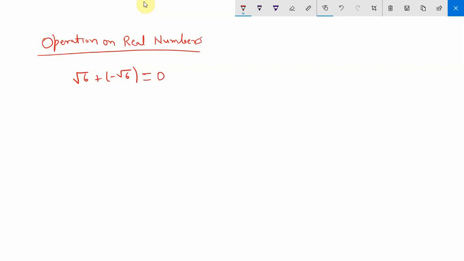In case of rational numbers, we have seen if we add two rational numbers, we will get another rational number. That is, rational numbers are closed under addition, multiplication, and subtraction. But in case of irrational numbers, these are not closed. Even if we multiply two irrational numbers, root 3 into root 3, we will get a rational number. Even root 5 by root 5, we can say it will be 1. So the ratio or division of two irrational numbers can be a rational number.